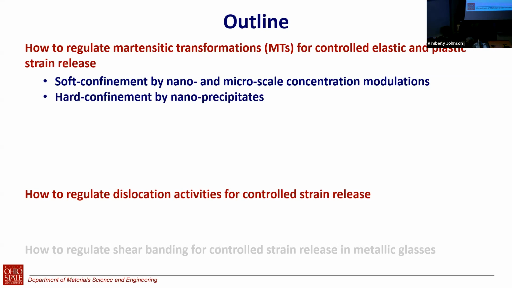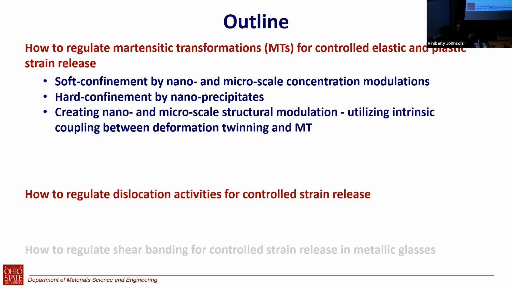The second one is what we call hard confinement. You have something transforming or deforming, and something that doesn't, with very different strengths. This one is a transforming material, the other one cannot transform. Then they impose a hard geometrical confinement, and that's going to control the strain release process.